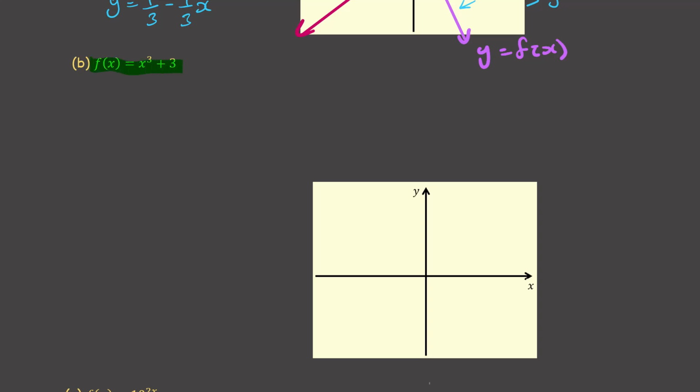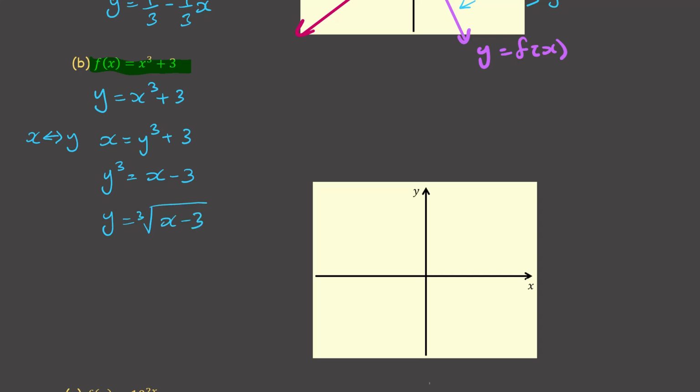So the next one is f of x is x cubed plus 3. So we're going to let y be equal to x cubed plus 3. And then interchange x and y. So x is y cubed plus 3. Make y the subject. So y cubed is equal to x minus 3. y is going to be the cube root of x minus 3. And that means the inverse function is the cube root of x minus 3.